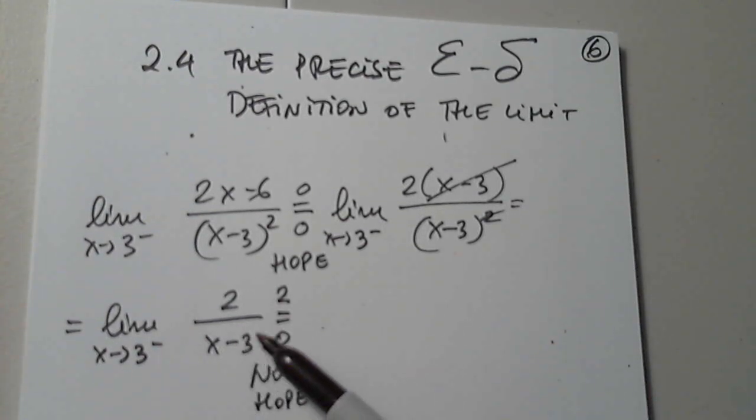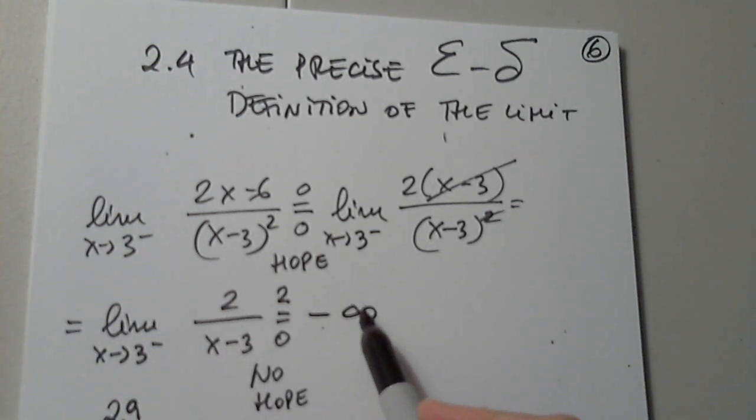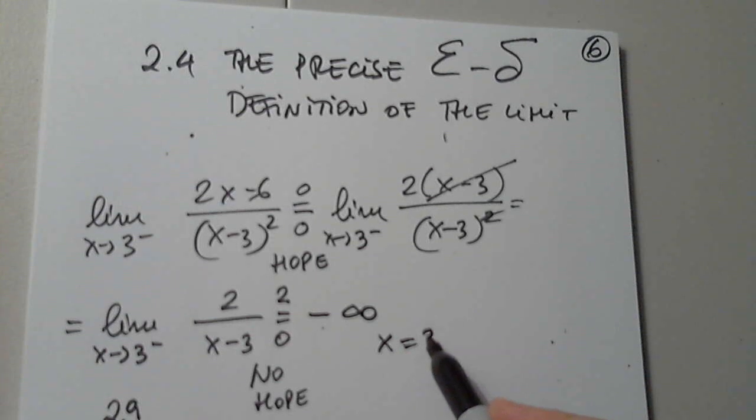So when I plug in 3, I get 0, but I cannot plug in 3. I have to plug in 2.9 because 3 from the left is 2.9. And because the denominator is negative and the numerator is positive, the answer is negative infinity, which makes x equals 3 a VA.